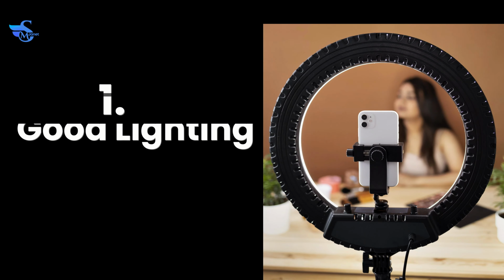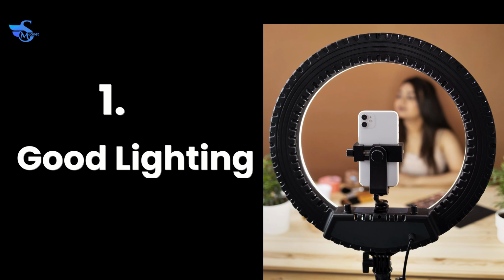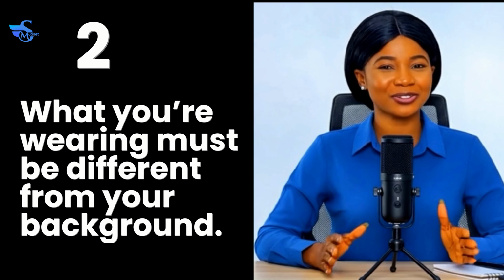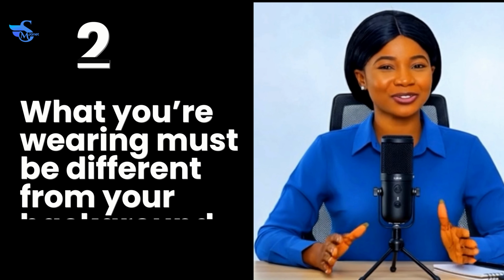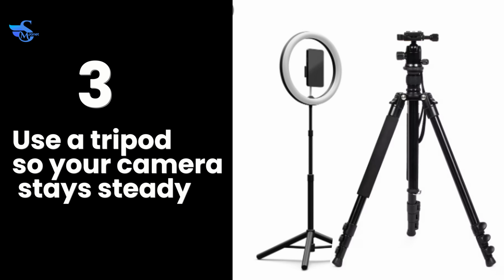Number 1, make sure you're shooting with good lighting. There should be no shadows behind you, otherwise your results won't look clean. Number 2, what you're wearing must be different from your background. If not, when we remove the background, parts of you may look transparent. Number 3, use a tripod so your camera stays steady. Shaky footage will affect the final result.